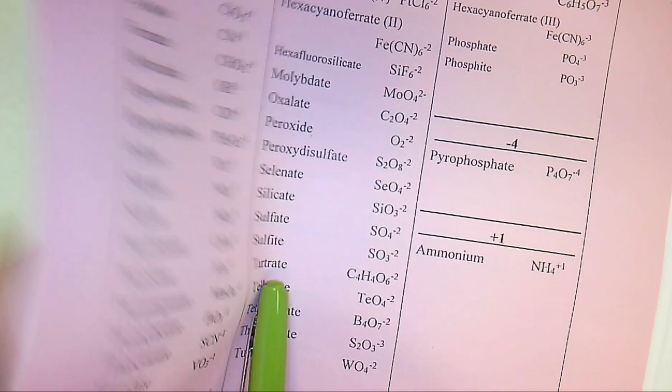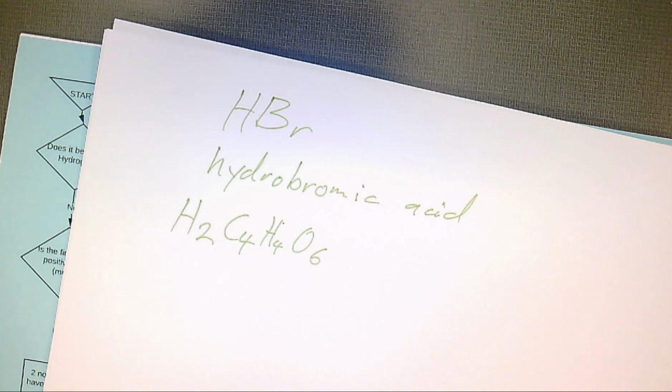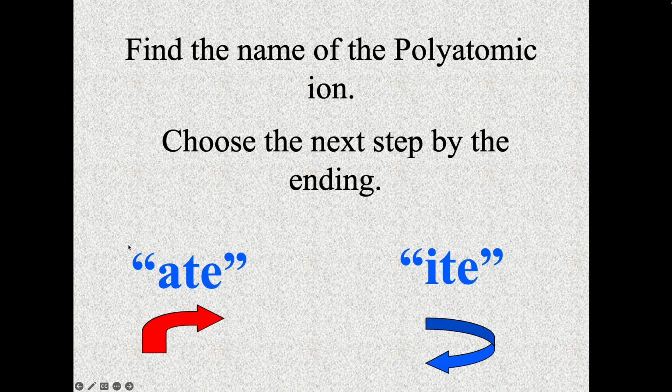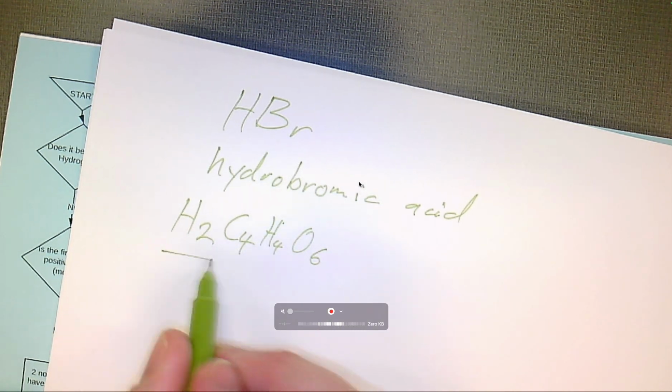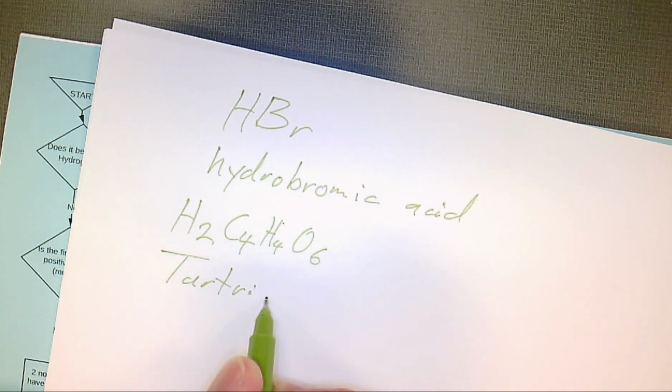Okay, all right, now we will go back to our slide. It was tartrate. So we go down here to the red arrow under the ATE, and we click on this. For these, we do not put hydro because hydro is only binary. We're going to change the ate to ic. And it will be just that acid. So tartrate will become tartric acid.